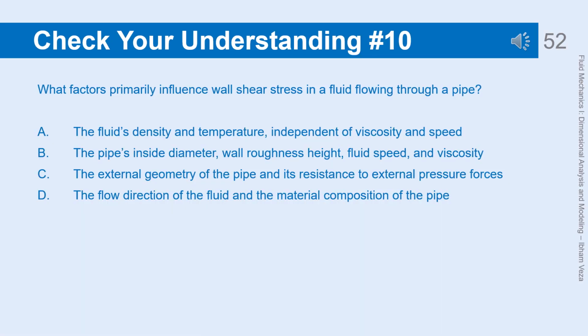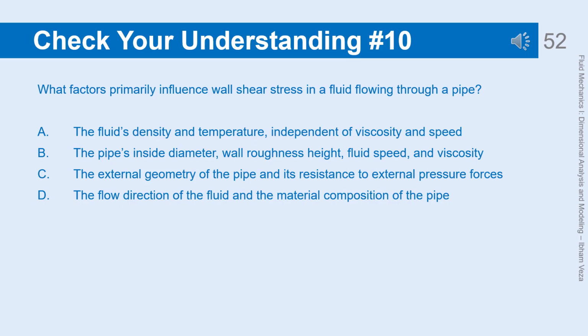Check your understanding. Number 10. What factors primarily influence wall shear stress in a fluid flowing through a pipe? B. The pipe's inside diameter, wall roughness height, fluid speed, and viscosity.